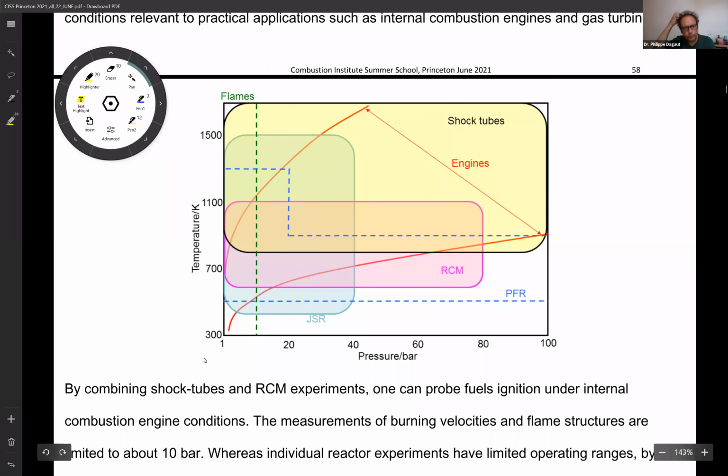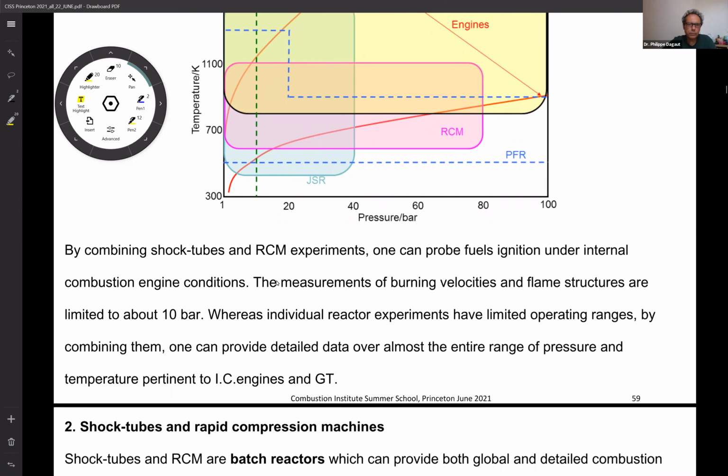This was really what I wrote here. By combining shock tubes and rapid compression machine experiments, one can probe fuel ignition under internal combustion engine conditions. The measurements of burning velocity and flame structure are limited to about 10 bar. Reactor experiments have limited operating conditions, but by combining them, one can provide detailed data over almost the entire range of pressure and temperature pertinent to piston engine and gas turbine.